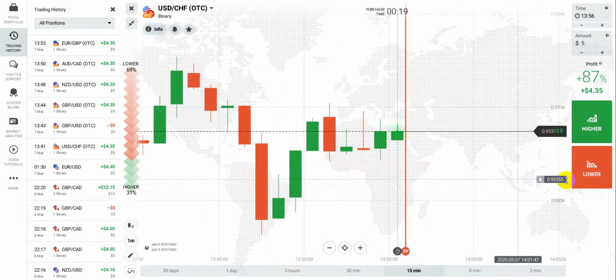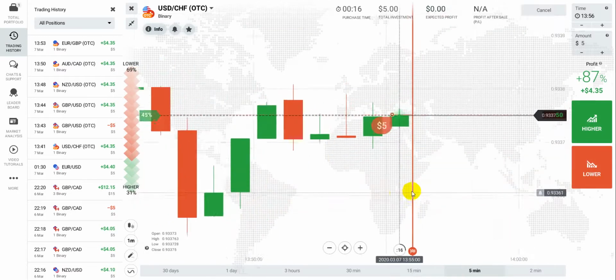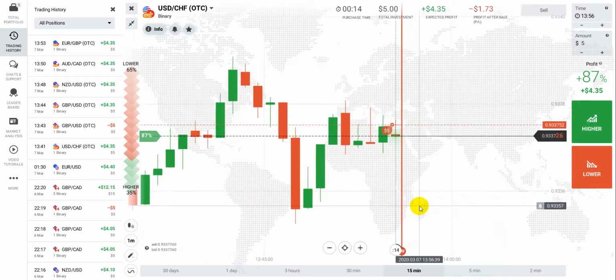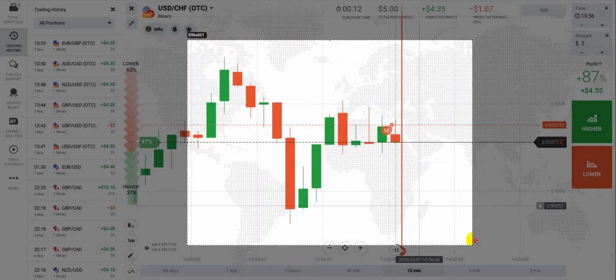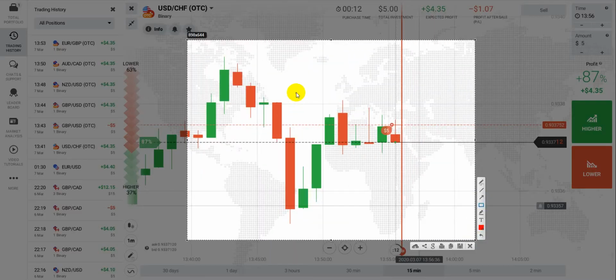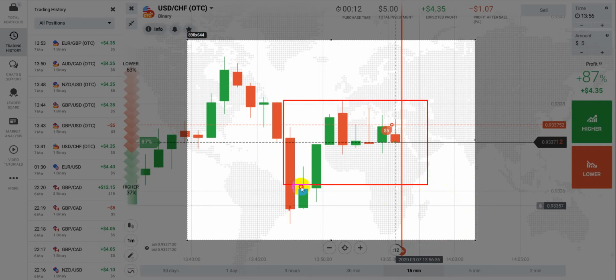Okay, now I can take the lower option here, because here I observe the buyers are stronger, the seller tries, again the buyer tries, the buyer fails, again huge selling pressure from the seller.